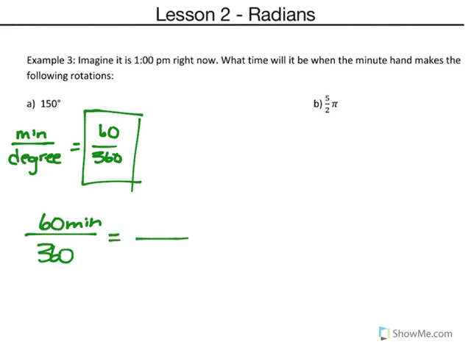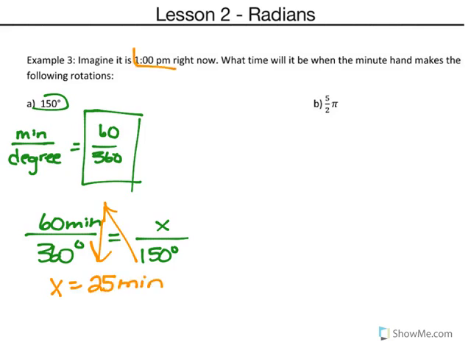If we're rotating 150 degrees, we would put that on the bottom. Degrees stay on the same spot. And x on the top. You would cross multiply and divide. So x would equal 25 minutes. So if we start at 1 o'clock right now, when the minute hand is rotated 150 degrees, the new time would be 1:25.